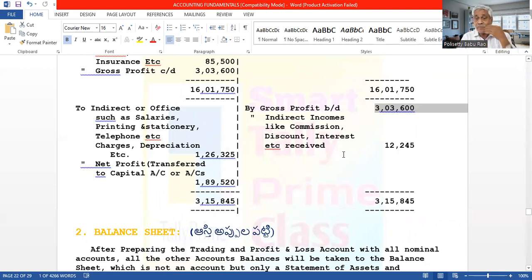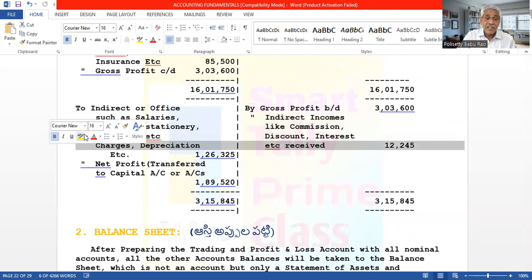Similarly, we have some indirect incomes also: commission received, discount received, interest received. These indirect incomes will be entered on the credit side, and indirect expenses will be entered on the debit side. At the end we find out the profit and loss, the difference between the debit and credit, expenses and incomes.